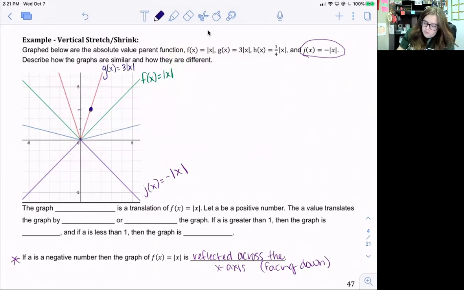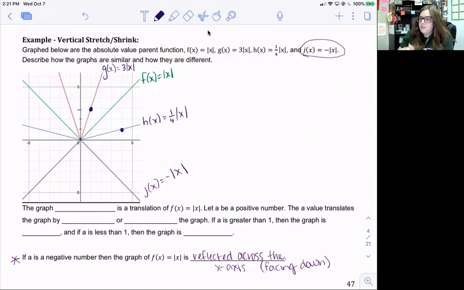And then our blue line, h of x, equals 1/4 times the absolute value of x. If we start at our origin, we go up 1 to the right 4, we get our first point. Okay, so that's called a compression, or it shrinks the graph.